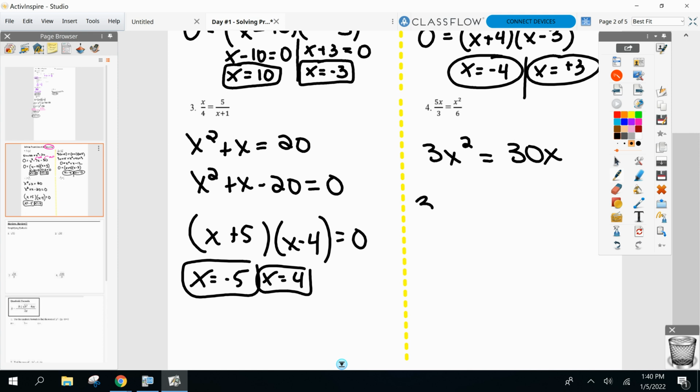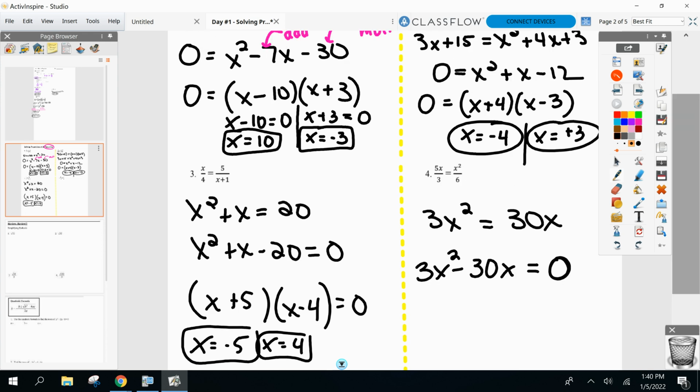Ready? 3x squared minus 30x equals 0. The method we've been using for the last 3 problems only works on a 3-term polynomial. This has how many terms? Okay, so that multiply-to and add-to method will not work because this has 2 terms. I need 3 to do that method.